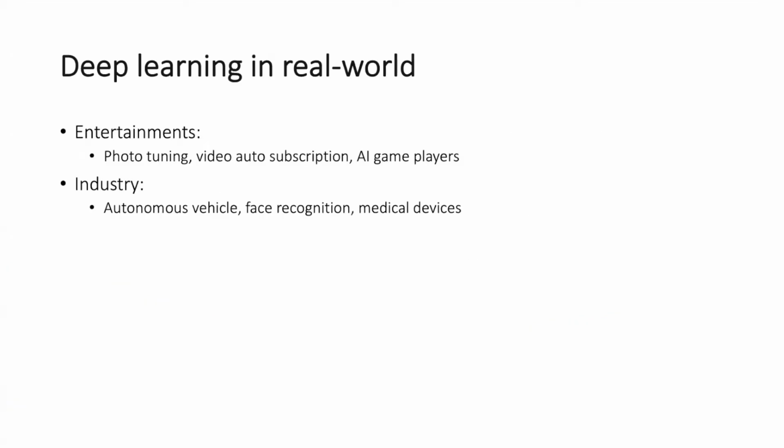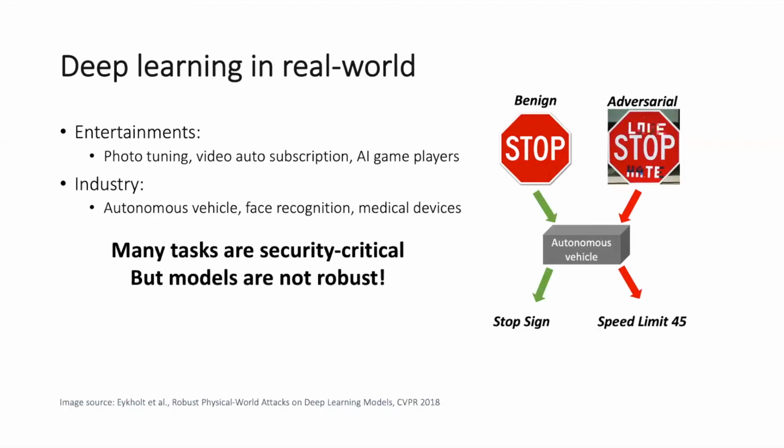First, let me briefly introduce some background. As we know, deep learning has been widely deployed in our daily lives in the past few years, including in entertainment and also in industry. However, we must know that these deep learning models are not as robust as they appear to be. Especially in security critical tasks, those robustness failures can cause severe problems. For example, an autonomous vehicle may classify a stop sign with some stickers as a speed limit 45 sign, and that would be extremely dangerous.